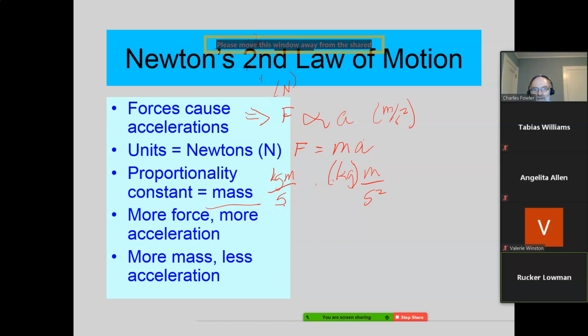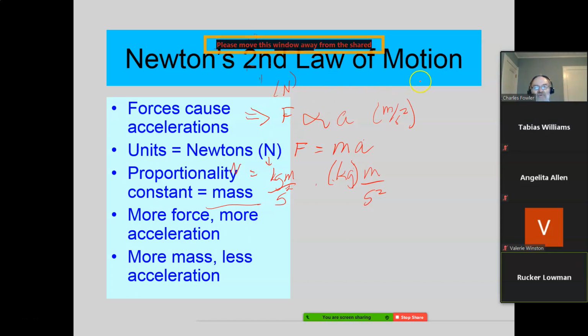Units are your friends. Keep up with them. Don't let them help you do the problem right. Okay? And you see, mass, kilograms, times acceleration, meters per second squared, that gives you force. This is what we call a Newton. A Newton is a kilogram meter per second squared. Get used to that.